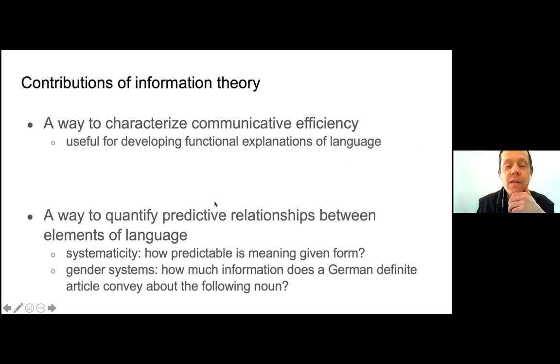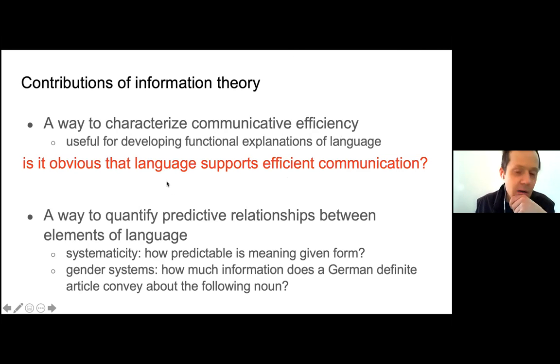There are other ways, though, in which information theory can be used. It gives you a tool or a measuring stick for quantifying predictive relationships between elements of language. As 2 examples of this, there's recent work looking at the question of systematicity, so how predictable is meaning given form, and things like gender systems. How much information does a definite article in German convey about the identity of the following noun? Both of those are cases where information theory is useful because you can start to put numbers to measure these sorts of things. And that's useful. It's kind of independent of any claims that you might want to make about communicative efficiency.